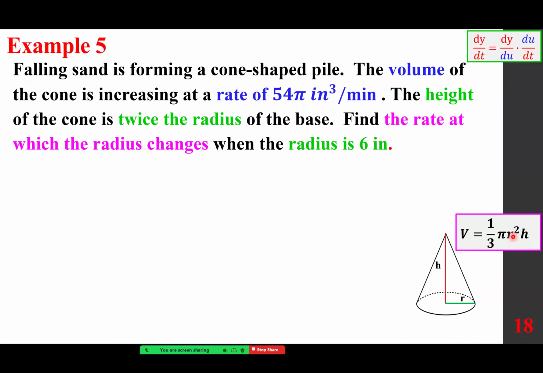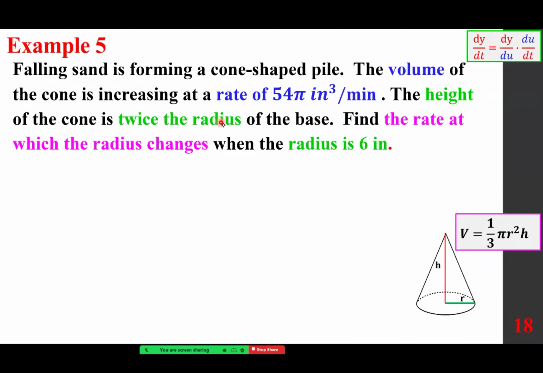So let's go back and reread. The volume of a cone is increasing at a rate of 54 pi cubic inches per minute. So dV/dt is 54 pi cubic inches per minute. By the way, pi being multiplied by 54 is part of that because it makes it an exact answer. The height, h, is twice the radius. h is 2r.